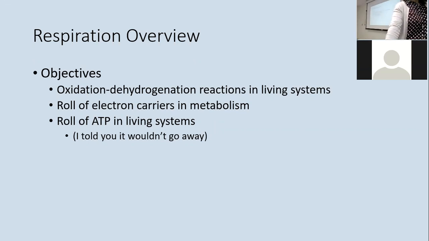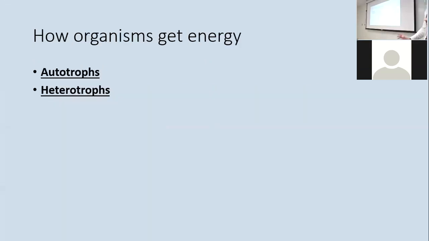All right, so start super broad, right? Organisms need energy to survive. All organisms, characteristic of life, use energy. And among the eukaryotes, we've got two broad categories. Things are either autotrophic or heterotrophic, right?